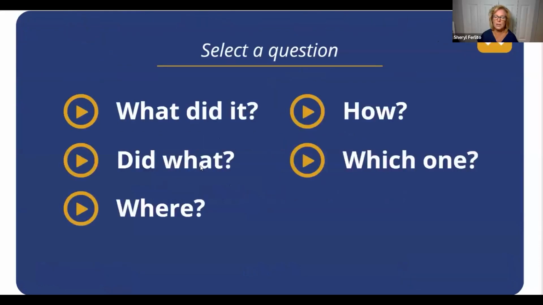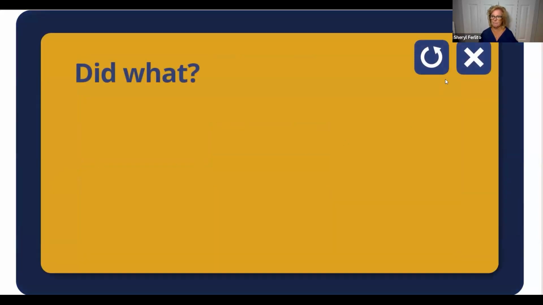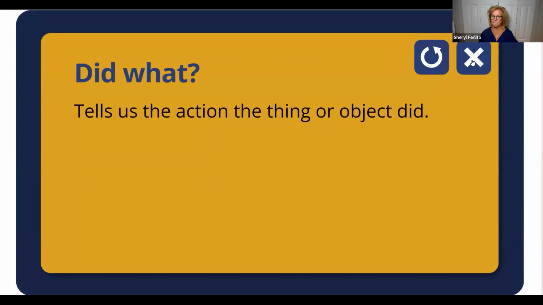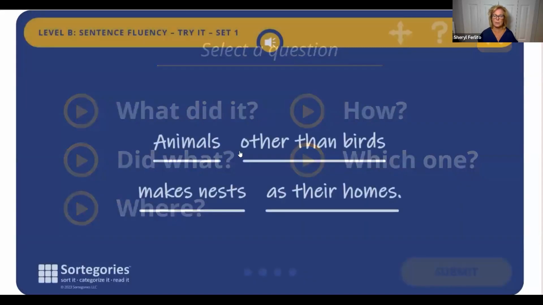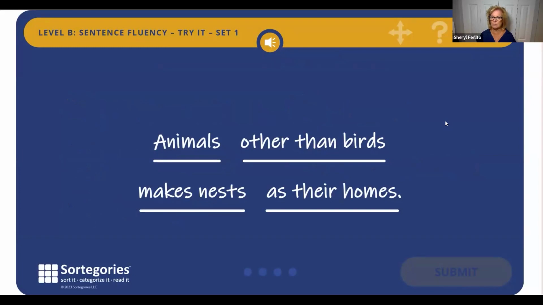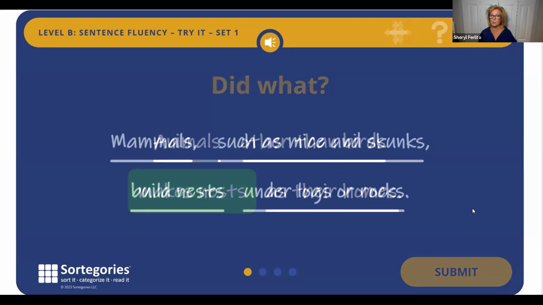Okay. Select a question. So then I can hit did what to get more information on did what. Did what tells us the action the thing or object did. The dog ran. Did what? It ran. So right at point of use, teachers and students have a place to come to remedy the word or phrase situation. So based on that, in a classroom, I would go back to who did it, animals did what, and based on that explanation, hopefully we would have enough information to get that right.